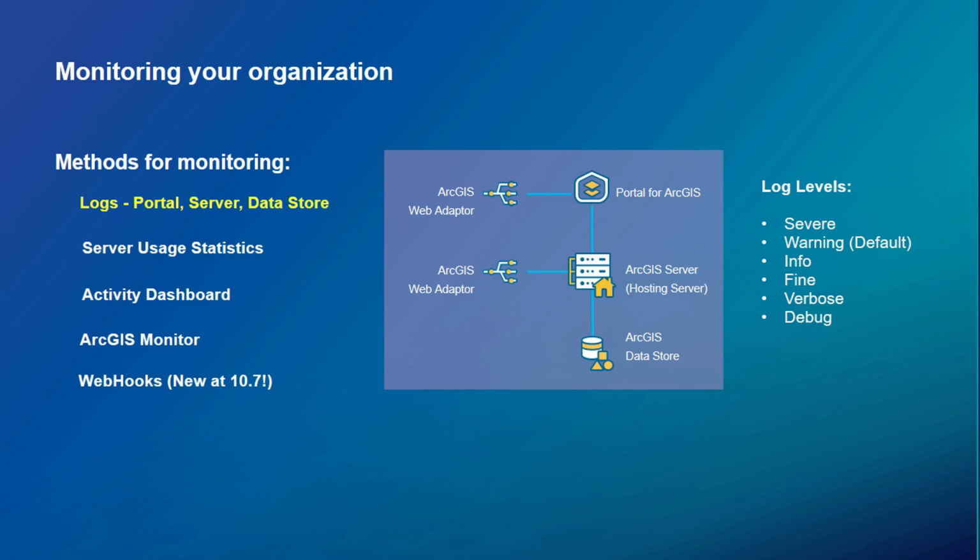I should mention that these also scale. So if you had warning enabled, you're going to get severe and warning logs. If you had verbose enabled, you would get severe, warning, info, fine, and verbose. So the level that you set is kind of the upper limit of what kind of logs you do get.